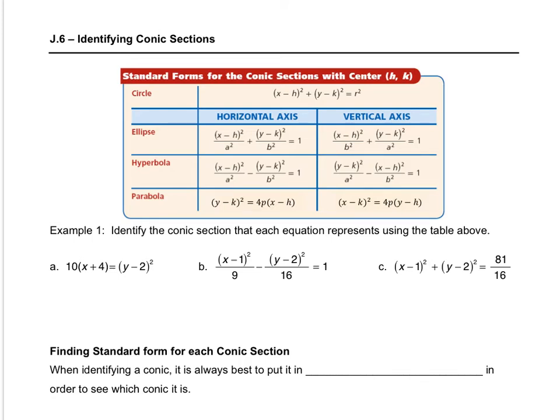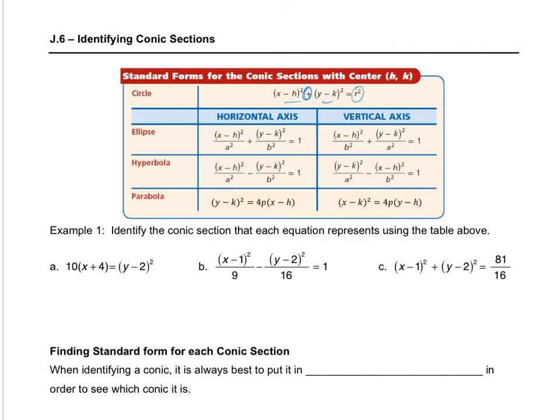In this lesson, we're going to look at different ways to identify conic sections. In the table, we have the standard equations of the four conic sections. For example, in the circle, we notice that we are summing two squared terms. The denominators are the same, they're 1, and the right-hand side equals the radius squared.